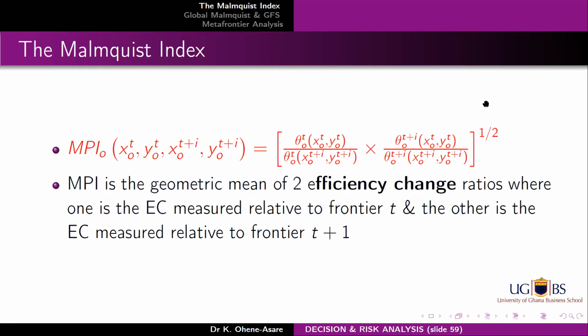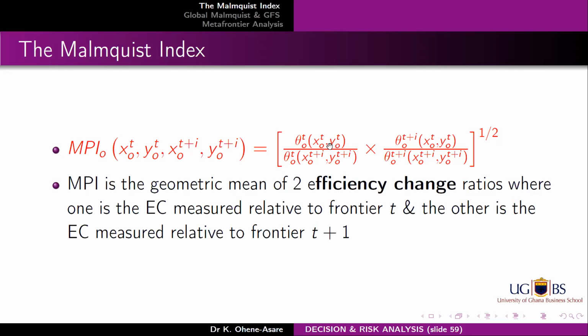This Malmquist, I told you, is the geometric mean of the efficiency change. Now, how do we know? If you look at the first part, it is efficiency change. Look at it. The things in the bracket indicate a movement from t plus 1 to t, so there's a change in efficiency. This is another change in efficiency. So there are efficiency change ratios.